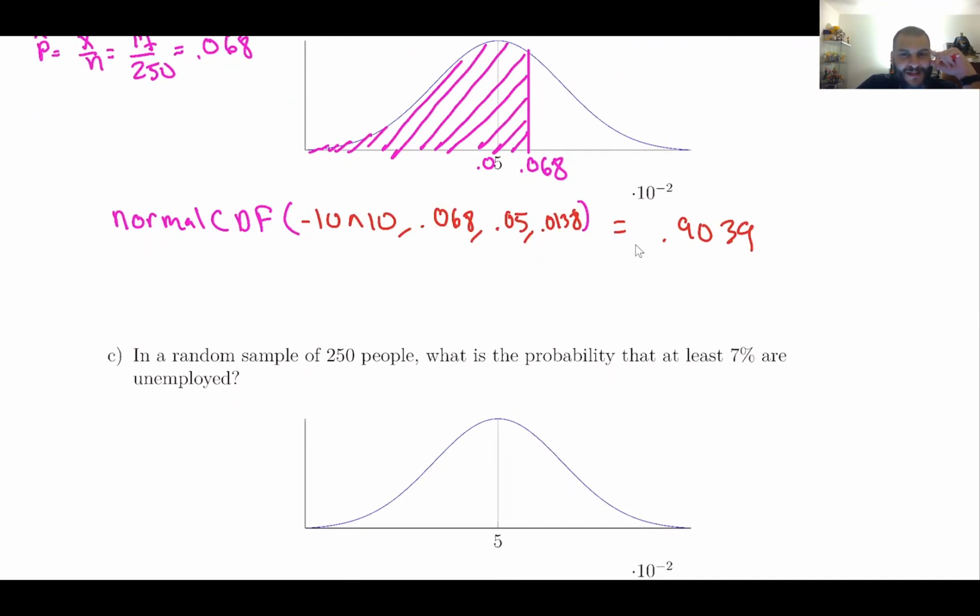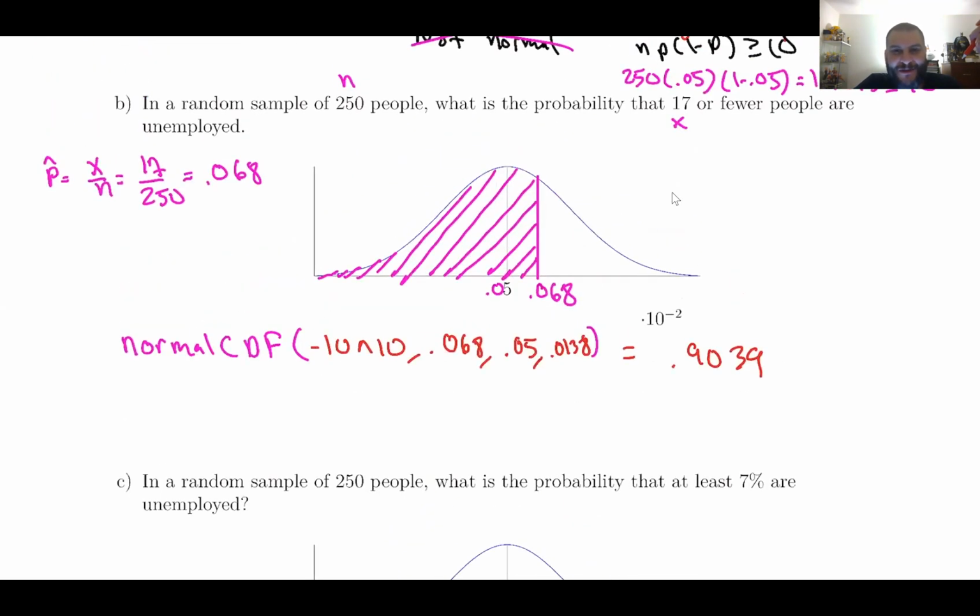You do have to pay attention to this one because they could give it to you as an X or they could give it to you as a probability. But you should be able to tell the difference between a probability and an X. Because if you look at the X, they don't tell you 17% or anything like that. But if you look at C, it says 7%. So you do kind of want to make some mental notes on the difference of the two.